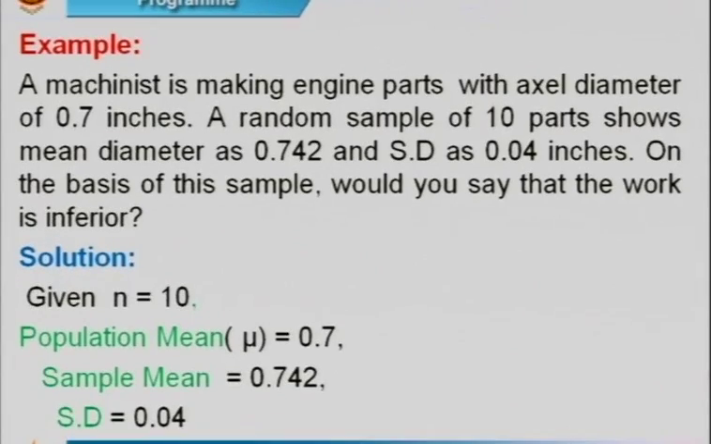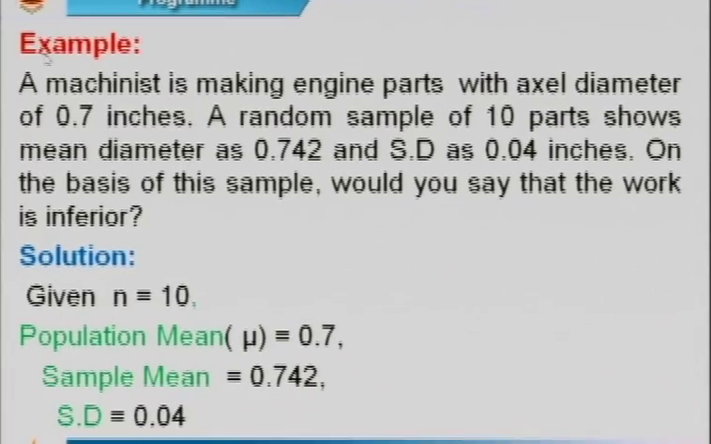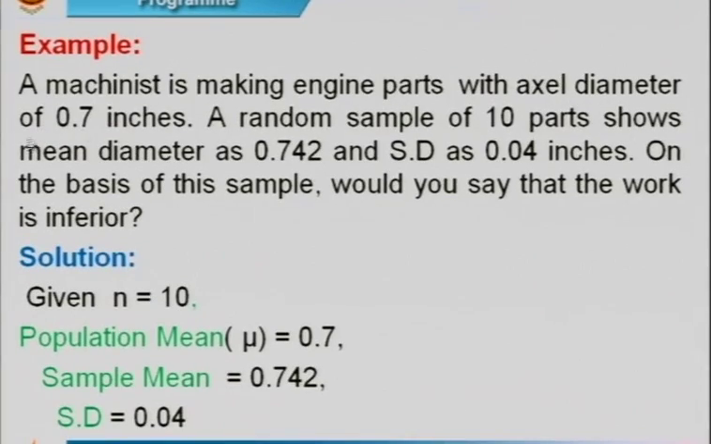On the basis of this sample, would you say that the work is inferior? Here you have to collect, according to the given numerical values, the symbols which are going to be used in the t-test. That is, a machinist is making engine parts with actual diameter as 0.7. Then what exactly is this 0.7? It is his target. That means he is expecting 0.7 to be the diameter of that particular axle.